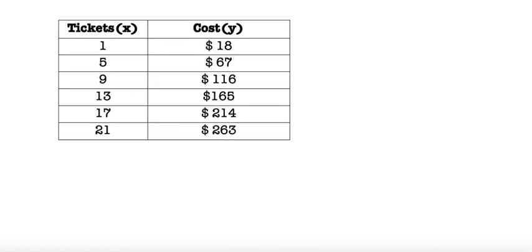So here I have another table. Same thing. I don't have my y-intercept, so I'm going to have to find my slope and my y-intercept. Let's start off by finding our slope. I'm going to start off with my change in y because that's my rise. From 18 to 67, we have an increase of cost. So this is going up by $49.